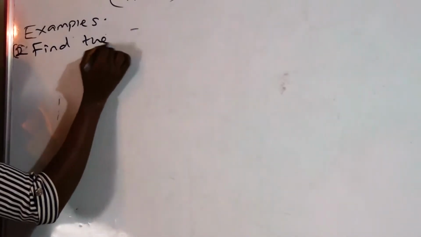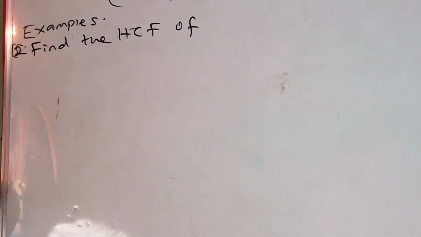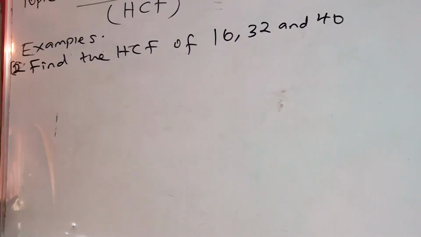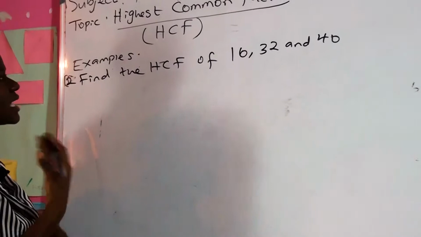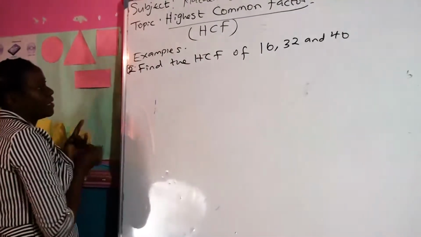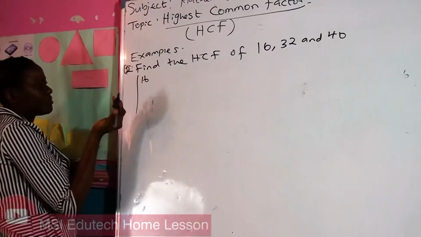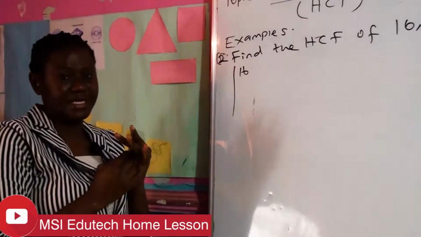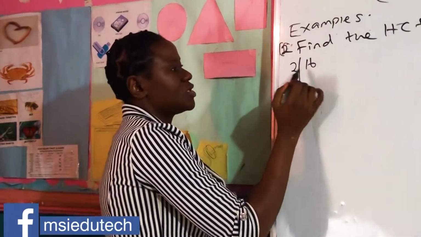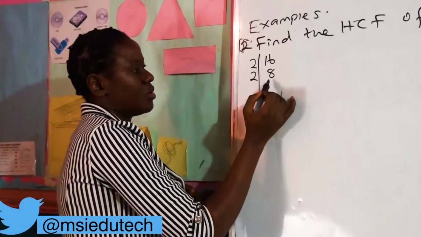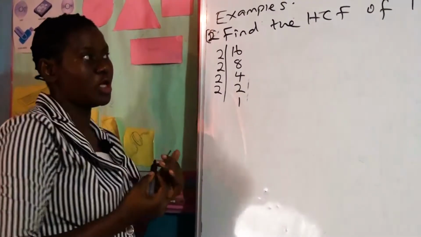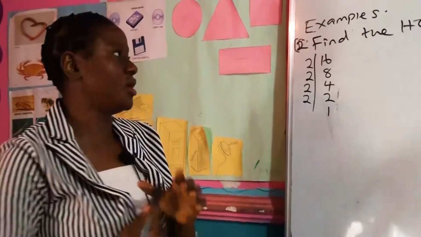Let's find the highest common factor of 16, 32, and 40. Using the same method, we want to look at what are the factors of 16, 32, and 40. Factors of 16, what number could divide? You could use bigger numbers, but it's better to use the smaller numbers first so that you don't make a mistake. 2 would give us 8, another 2 would give us 4, another 2 will give us 2, and 2 would give us 1. You keep breaking down until you arrive at 1.